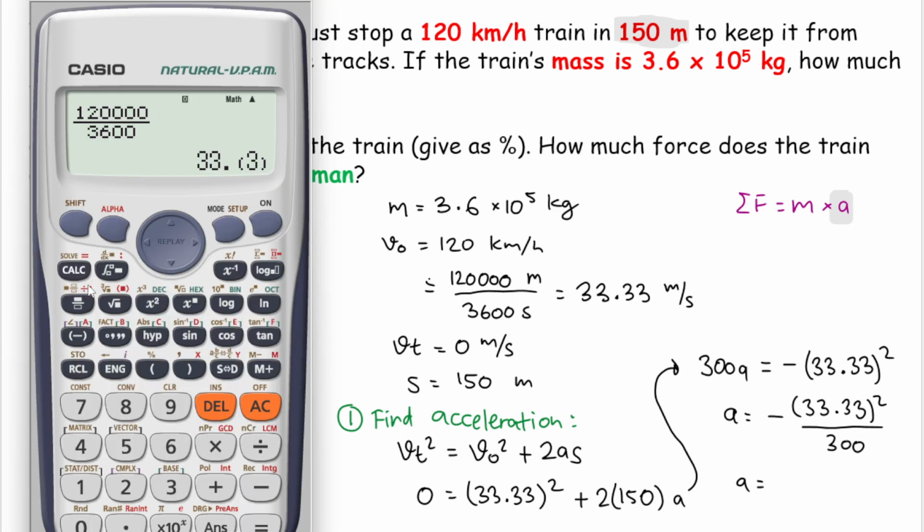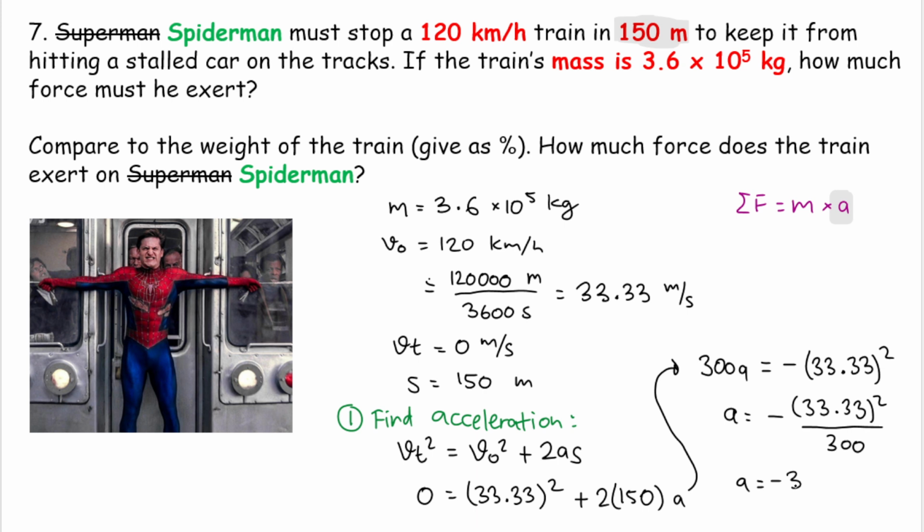Okay, let's do that using the calculator. So we will have minus 33.33 squared, and then 300 in the denominator. Okay, so I will have minus 3.7 meters per second squared. This is one of the most important values here. Let's clean up our slide and work on the force that Spider-Man must exert.